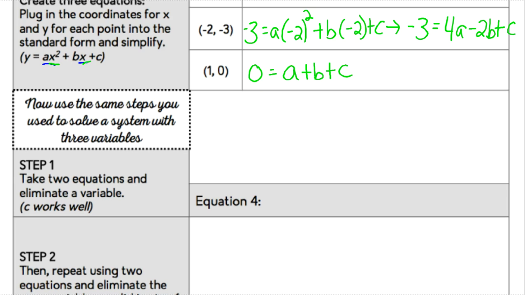So my first 2 are 30 equals 25a. There we go.